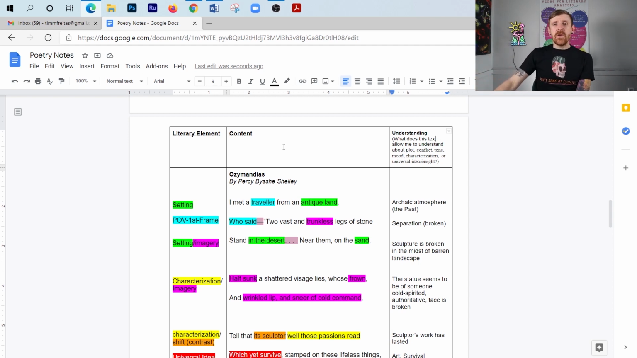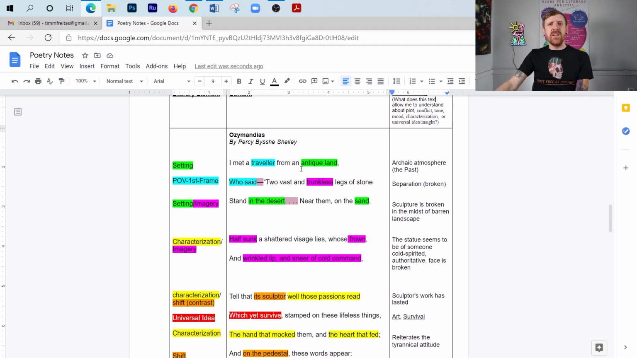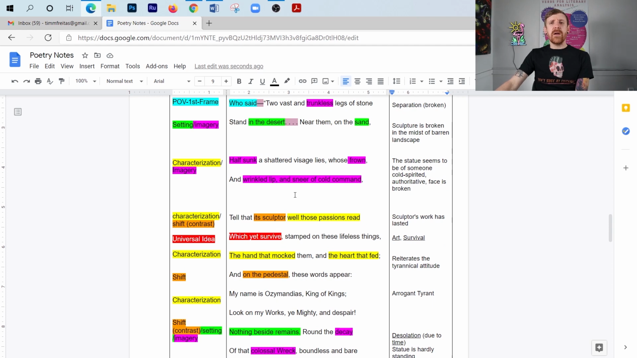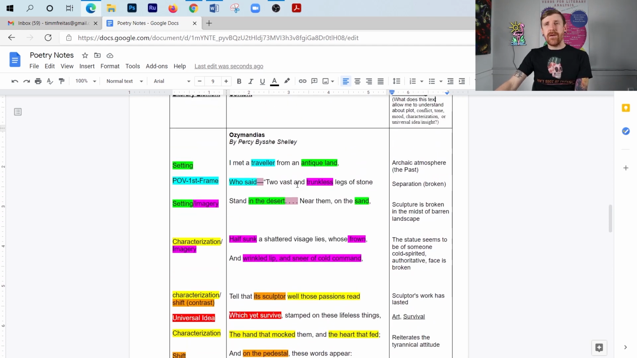Okay, so as we look at Ozymandias, you'll notice that we've got the poem here, and I'm not going to read the whole poem, but maybe I will. I don't know. It depends on how I feel in just a couple seconds. But I want to just point out what I did here.